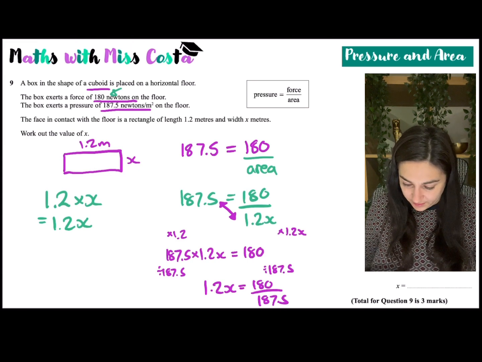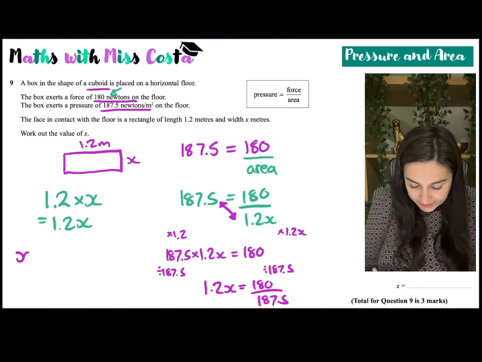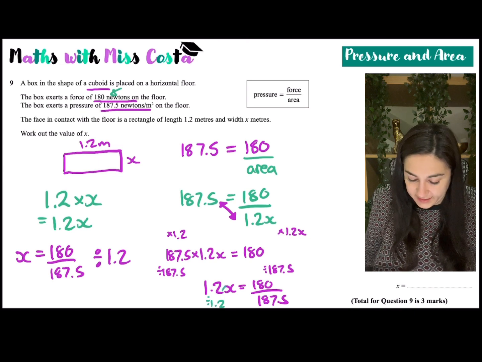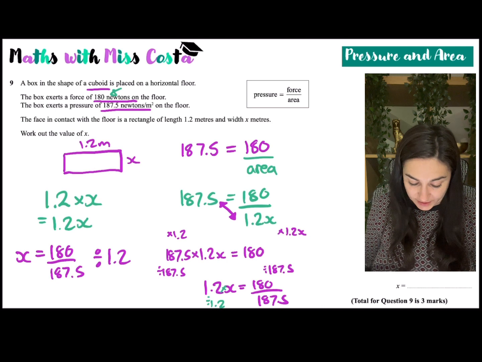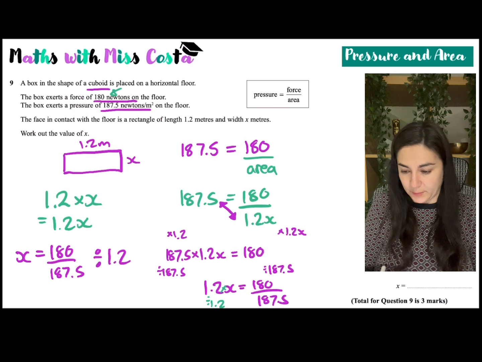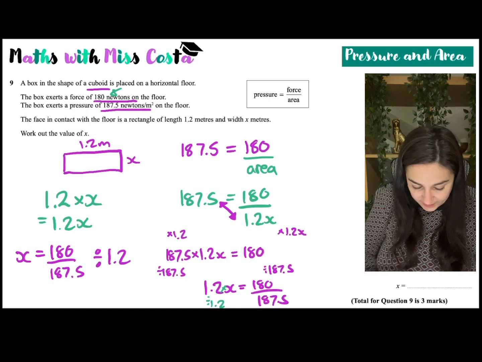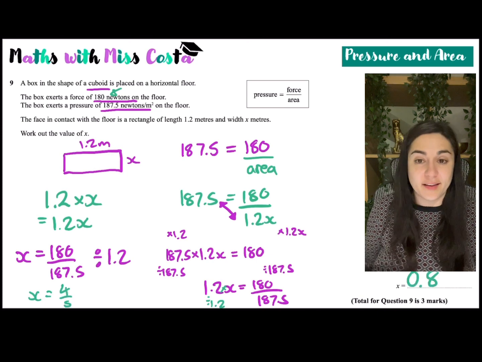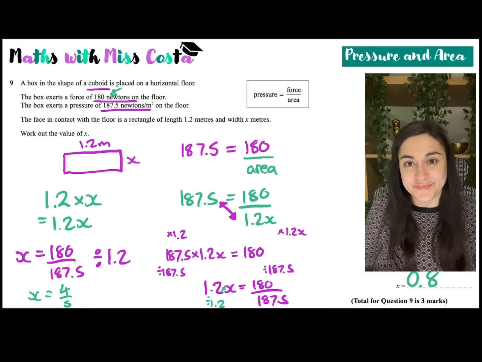So now what am I left with? Well, x is going to be 180 over 187.5 divided by 1.2, because the last step is you'd want to divide both sides by 1.2 because you want to get x on its own. So we've got a calculator. So 180 divided by 187.5 divided by 1.2 leaves me with 0.8 or 4/5. So x is 4/5 or 0.8, whichever you prefer, they are equivalent. And that's how we do that.